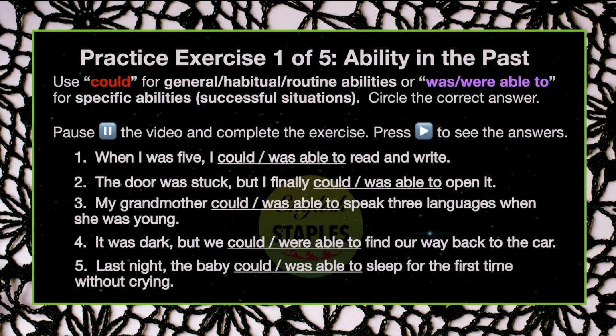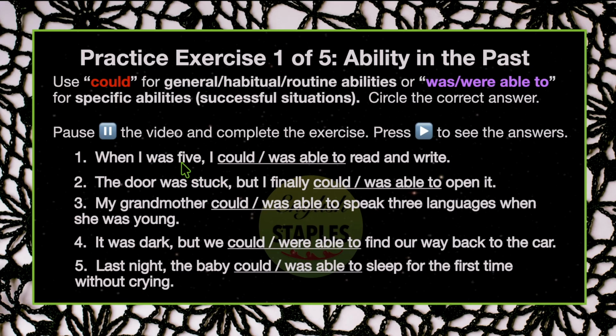Let's do some practice exercises. So this is the first of the 5. Let's do a couple of these together. The instructions are use could for general, habitual, routine abilities, or was able to or were able to for specific abilities or successful situations. We're going to circle the correct answer. Let's do number 1 together.